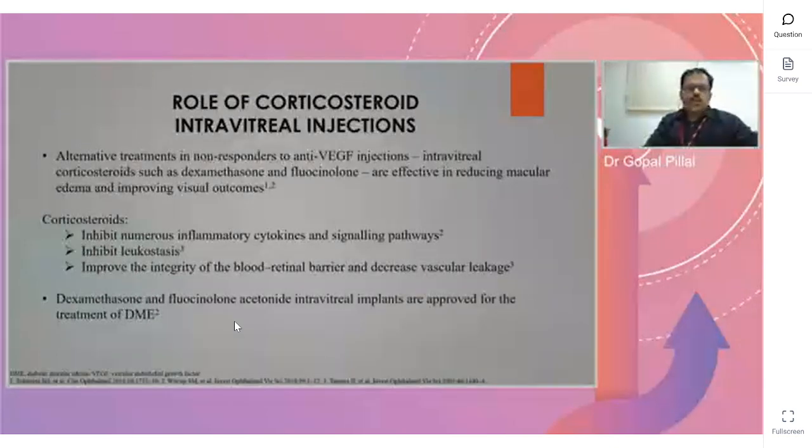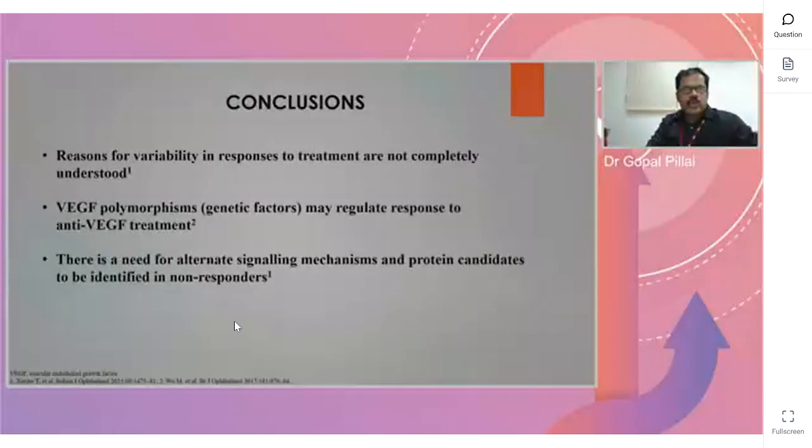So, in those patients, corticosteroids and alternate treatments in non-responsiveness are very important, like corticosteroids such as dexamethasone and fluocinolone, which are significantly effective. Corticosteroid inhibits numerous inflammatory cytokines and signaling pathways. It inhibits leukostasis and improves the integrity of the blood-retinal barrier. And dexamethasone and fluocinolone acetonide are approved for the treatment of DME as well right now.